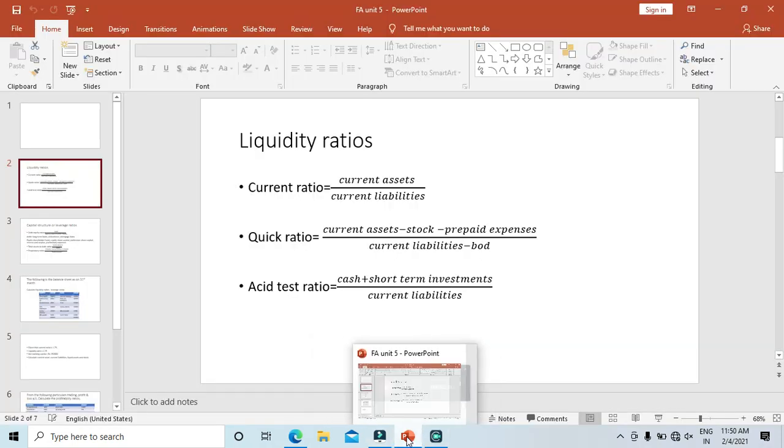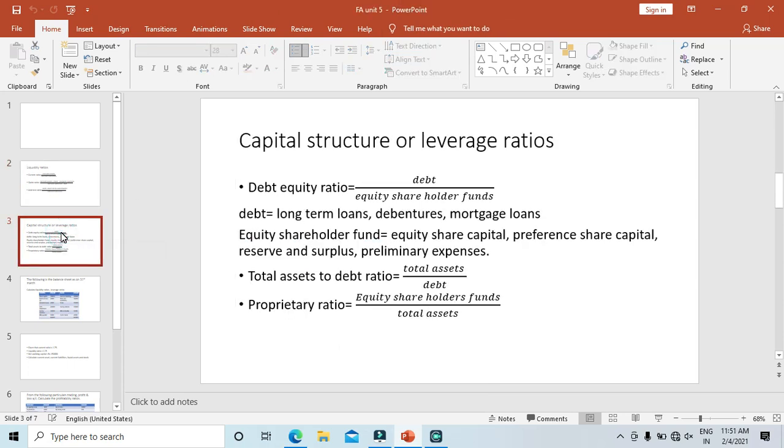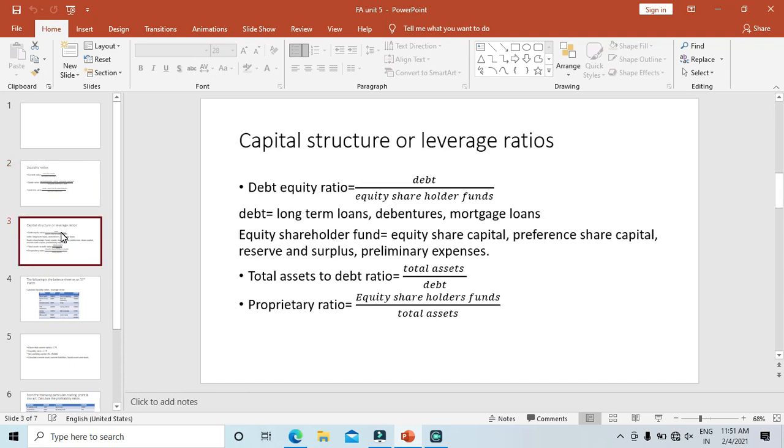See here, these are the liquidity ratios. We'll do one problem which consists of two ratios, okay. Your liquidity ratios consist of three, and your leverage ratios consist of three again: debt equity ratio, total assets to debt ratio, proprietary ratio. Debt equity ratio is debt divided by equity shareholders' funds.